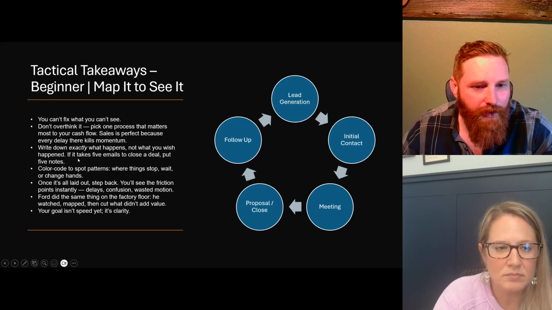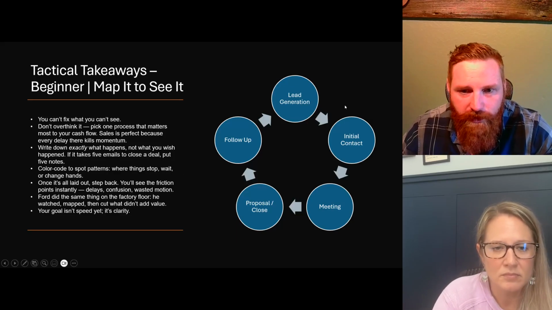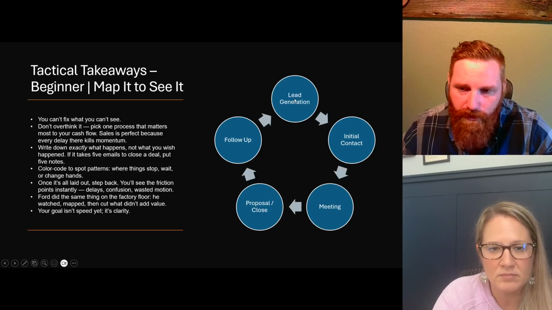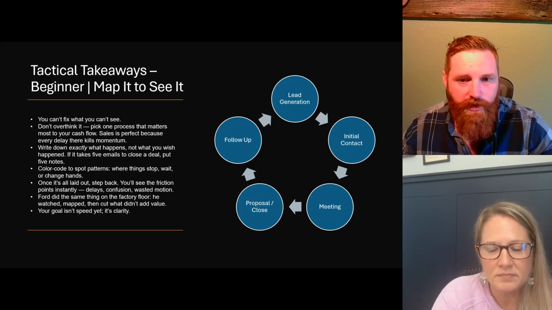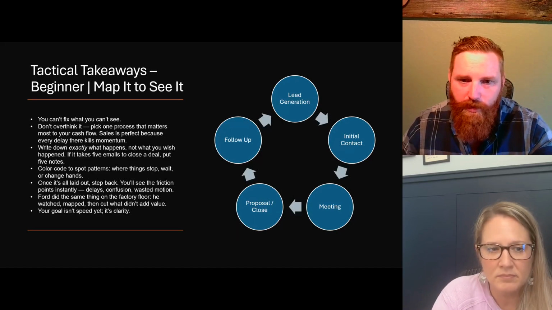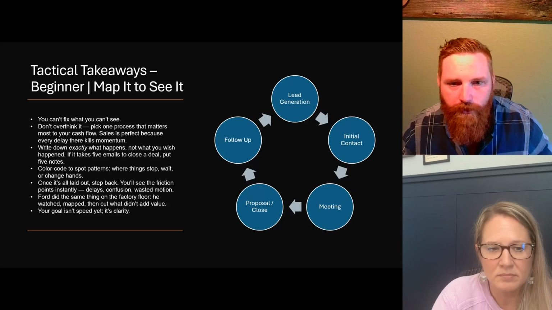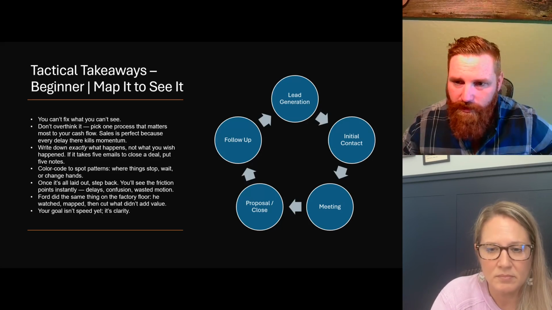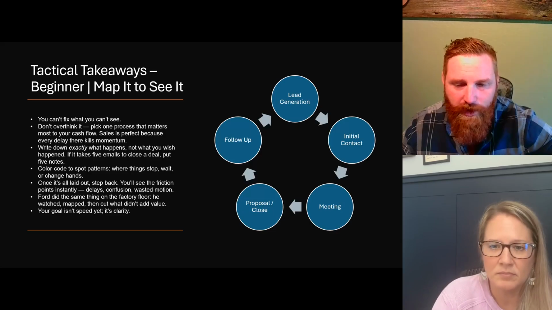Write down exactly what happens. Okay, so I've built out a very basic sales process right here. It starts with lead generation. Lead generation is, where are you finding leads? How are you collecting them? How are you processing them? What does that process look like to go from, okay, either this was a cold call, this was a warm lead, this is a hot lead? How do I process all of that?